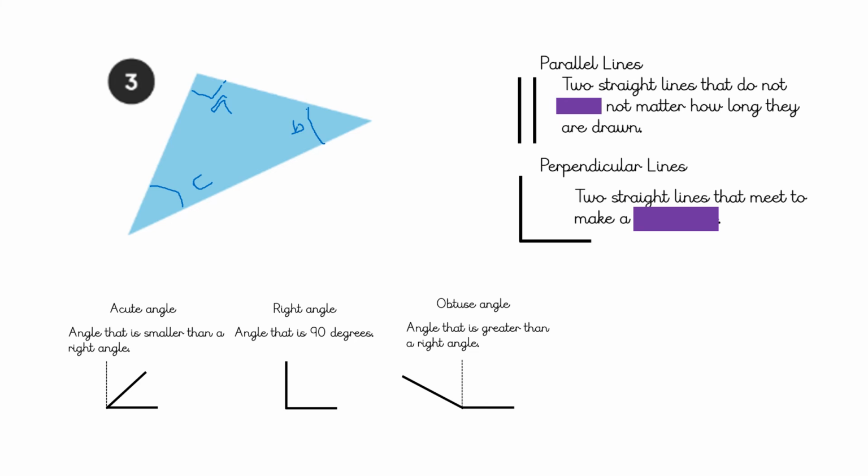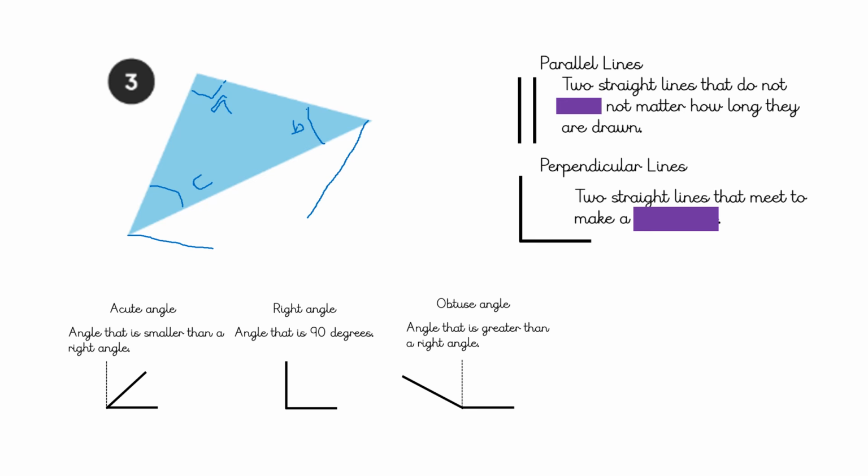To help me with angle B, I'm going to imagine that I have got my own right angle measure and do a line coming out here. I can see that angle B is smaller than a right angle, which means that it's acute. Let me do the same thing with angle C, and again it's smaller. So both angle B and angle C are acute.